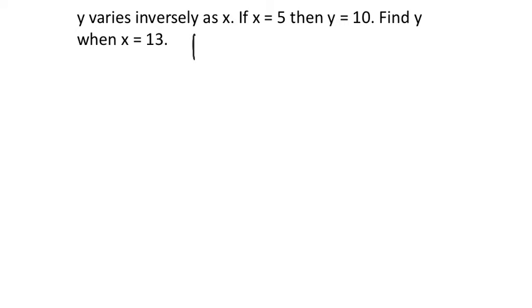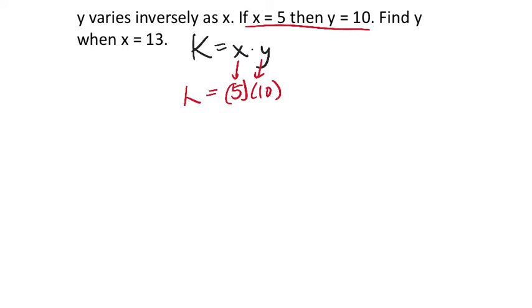All right, same thing on this one. It varies inversely, so k should be the same as x times y, and it gave us an x and y there. The x value is 5, and the y value is 10, so 5 times 10. Again, this is just to solve for the constant of inverse variation, which is 50.